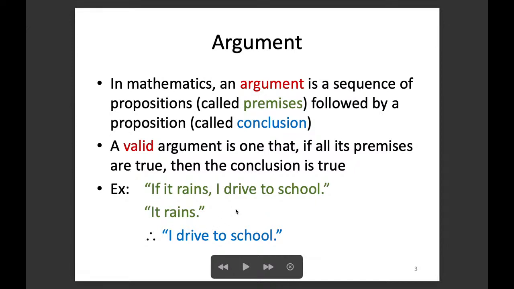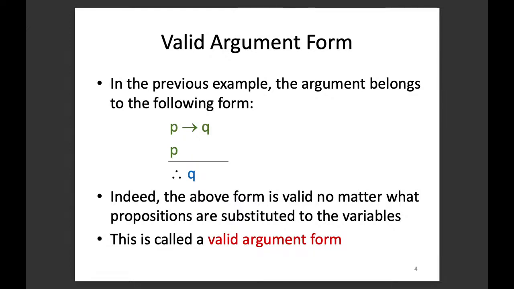At this moment, we see that this is about applying logic in our daily understanding. The arguments in the previous example belong to this particular form. P stands for "it rains" and Q stands for "I drive to school." The first part is of the form P implies Q: if it rains, I drive to school. The second part is "it rains", which is P. And we conclude that "I drive to school" is correct.